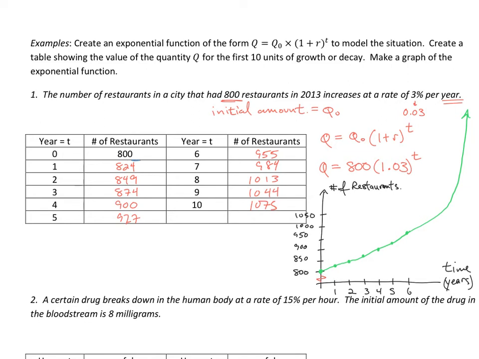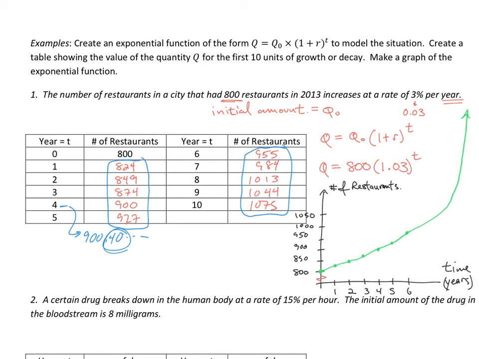You'll notice that every single time I had to round my values, the correct decimal value for how many restaurants after 4 years is 900.40 blah blah blah. We can't have a partial restaurant like this. So in all of these values, I simply round it to the nearest whole number.